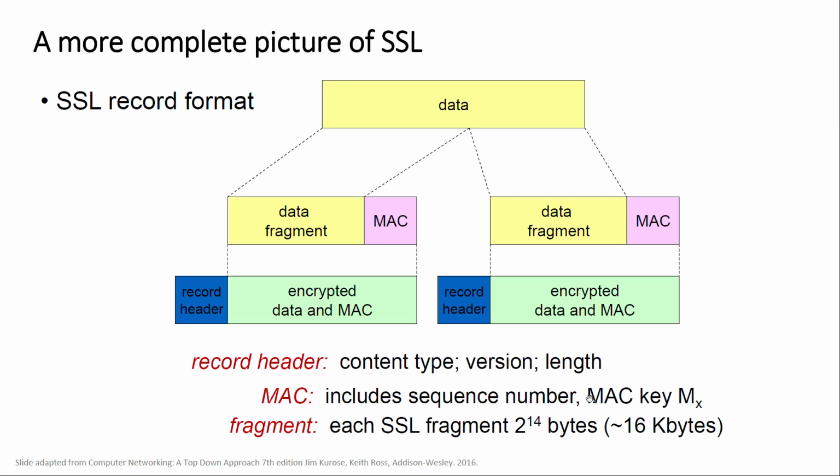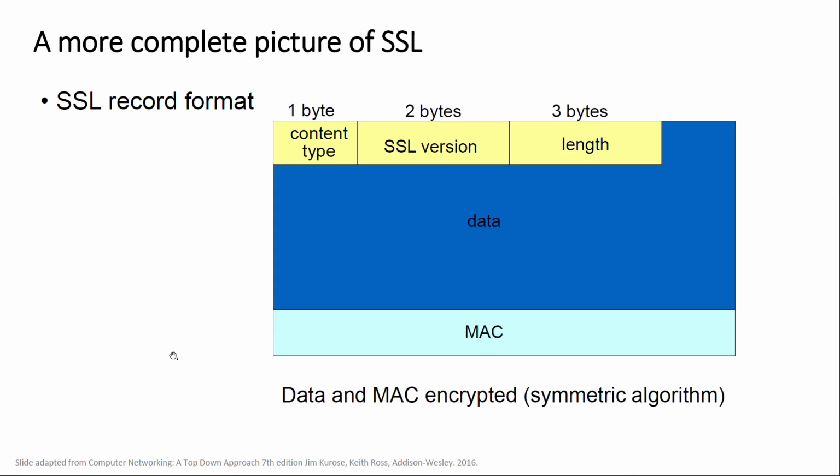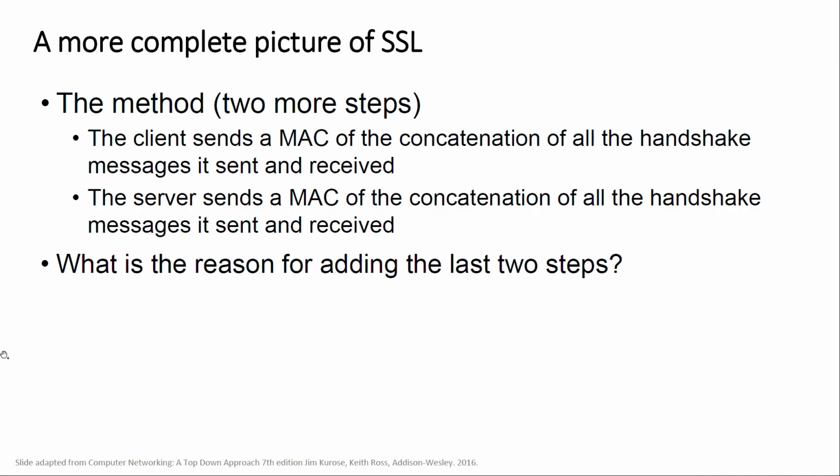It may include the sequence number and MAC key, and the fragments, this part is actually around 16 kilobytes. And the SSL record format is here: 1 byte for content type, 2 bytes for SSL version, 3 bytes for length. Then you have the data and MAC, but all of them are then encrypted. We actually have 2 more steps to this picture.